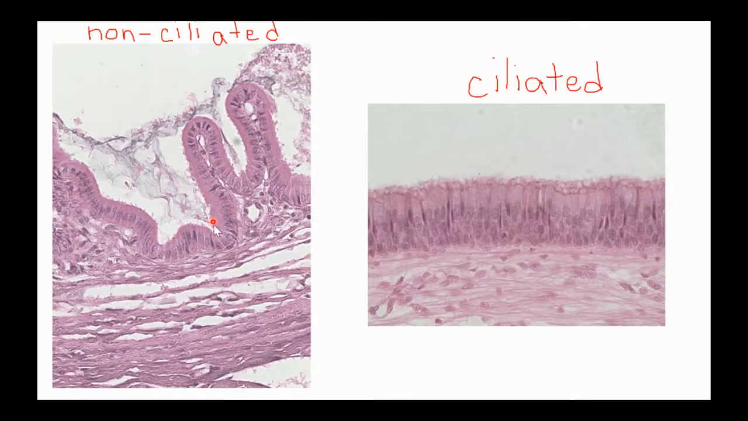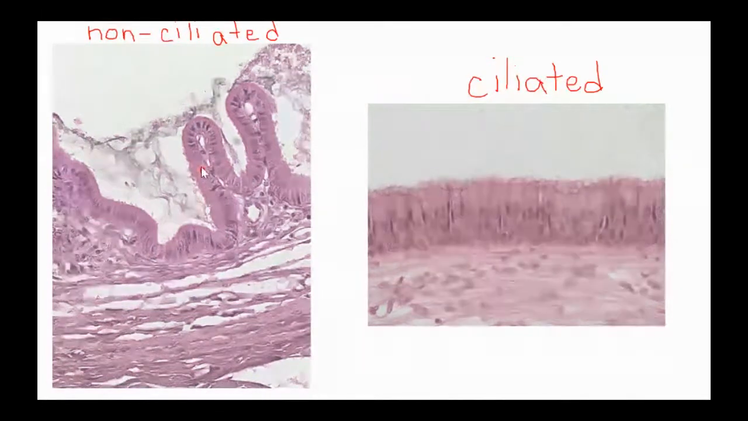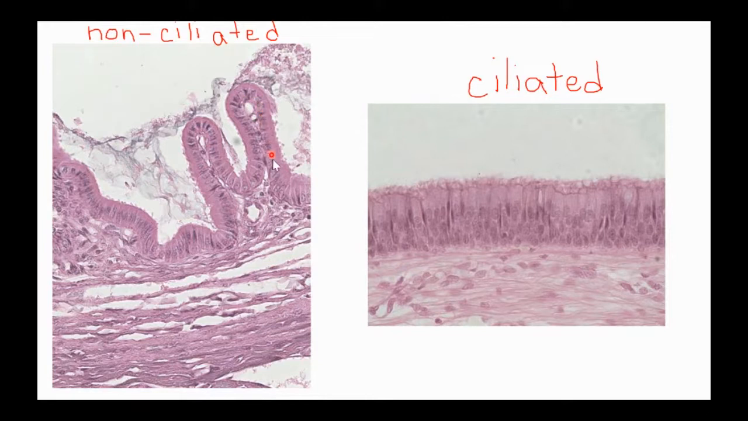When I come over here and I look at the top of these cells, notice how my cells are going all over the place. They're folding up and down, but there's only one row of nuclei. See how that dark purple dot is always kind of in the same place in this tissue? Because that nucleus is always in the same place, this is an example of simple columnar. It's not pseudostratified, it's just simple.